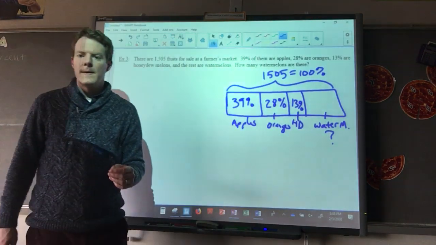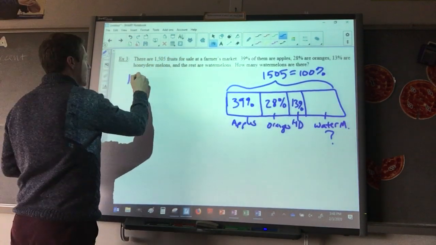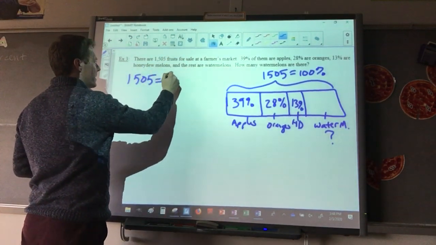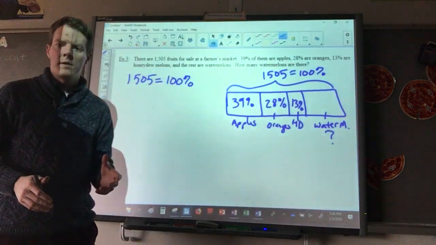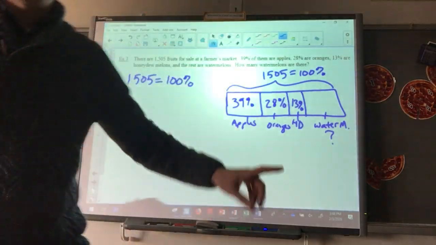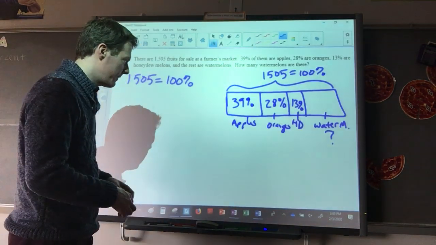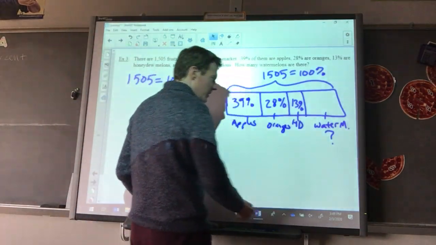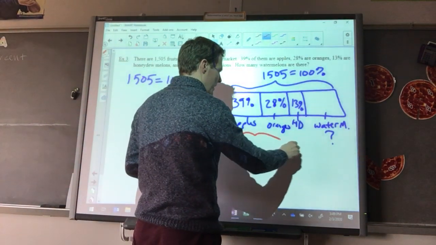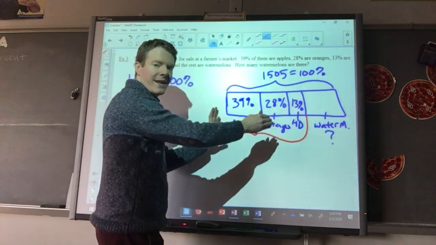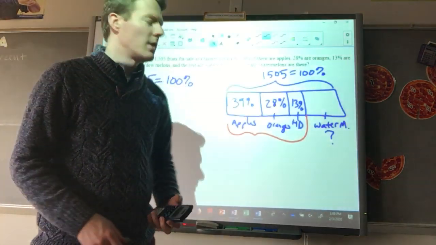Now the given information is that 1,505 is 100%, right? I need to figure out the watermelon, but I don't know what the percent is, so I need to figure that out first. Now figuring that out is easy because I have all of the other pieces, right? I have the apples, I have the oranges, and I have the honeydew. So if I figure out what percent this is, then I can take it away from 100 to figure out what that is.